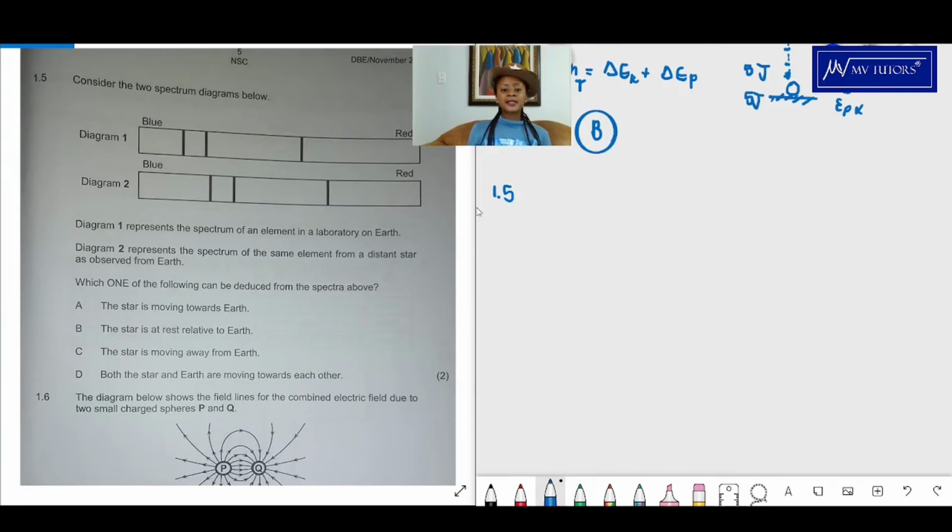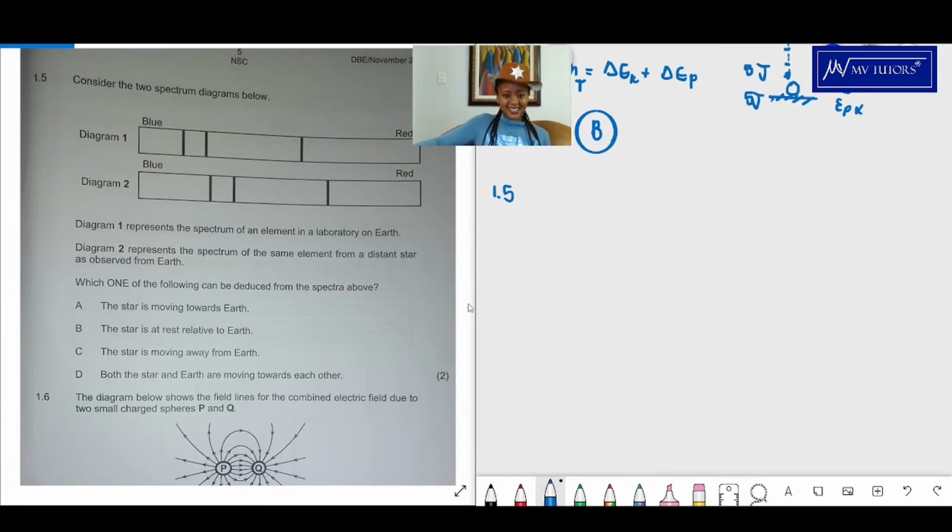Okay, so because it is the same element, you are expecting, for example here, if you look between these 2 lines, the distance between them should be the same even for diagram 2. It's just that as you see with diagram 2, there has been a shift. And I hope as I'm talking about a shift, what's coming to your mind is the red shift, the blue shift. I hope it's starting to ring a bell. Anyway, it's saying, which one of the following can be deduced from the spectra above?